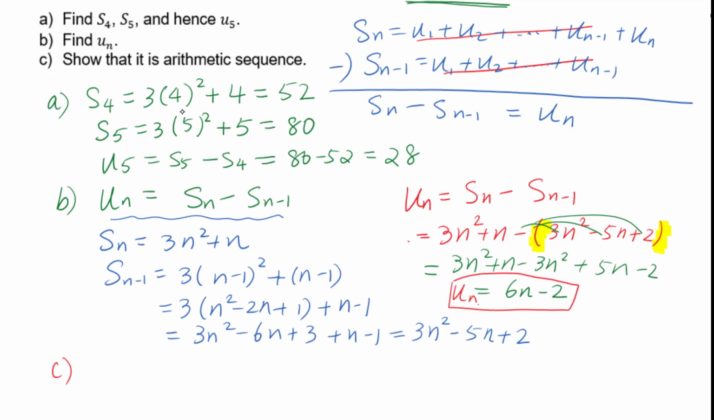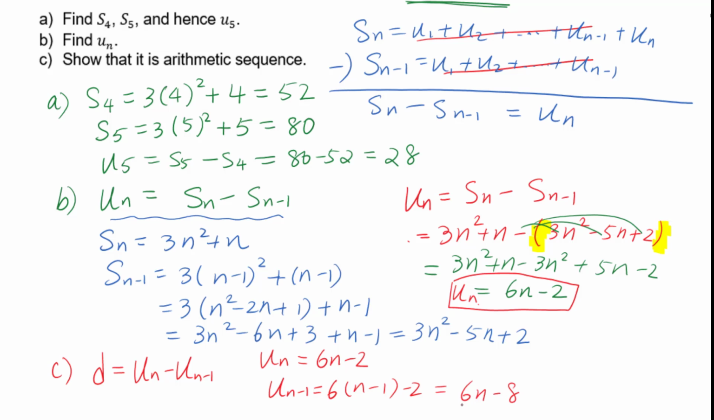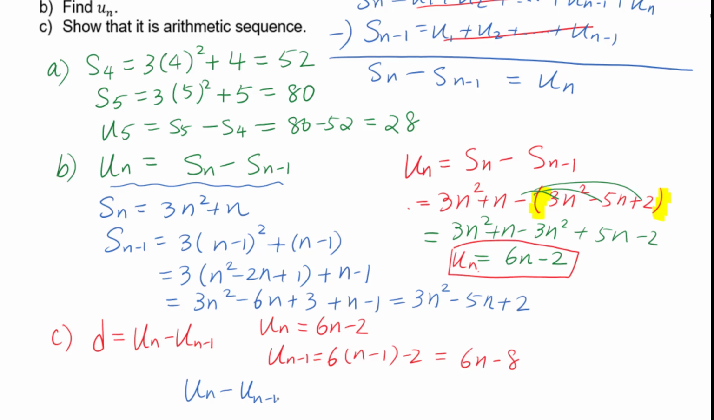For part C, show that it's an arithmetic sequence. We have to use this formula: common difference equals U sub n minus U sub n minus 1. So we got U sub n equals 6n minus 2. U sub n minus 1, we will change n into n minus 1: 6(n minus 1) minus 2, that equals 6n minus 8. So U sub n minus U sub n minus 1 equals 6n minus 2 minus (6n minus 8). That equals 6. This is a constant d. So it's an arithmetic sequence.